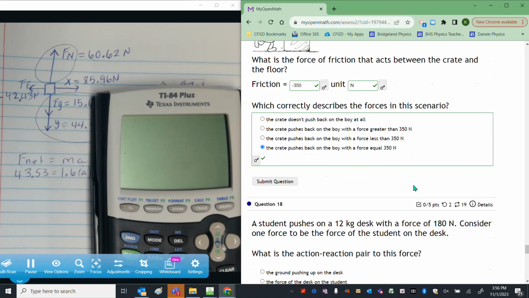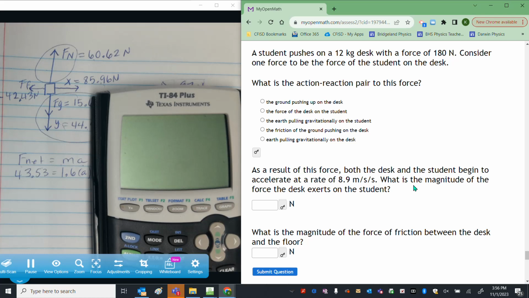Question 18. A student pushes on a 12 kilogram desk with a force of 180 newtons. Consider one force to be the force of the student on the desk. What is the action-reaction pair to this force? Student pushes on a desk, desk pushes on a student. Again, it's that easy, force of the desk on the student.